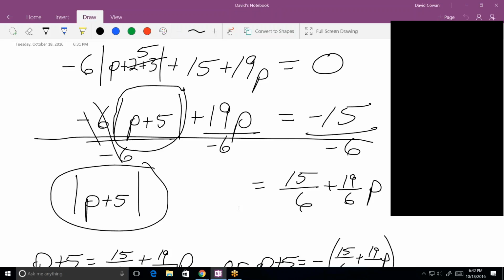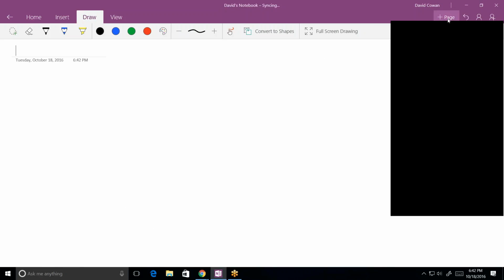But what I haven't done very often is where you have the absolute value of the variable inside, and then you have that same variable without an absolute value. You cannot combine these. You cannot combine this 19p and this absolute value of p plus 5. You have to do it the way I did it. In other words, the standard thing, let's just go over it again. I want to make sure you get this.